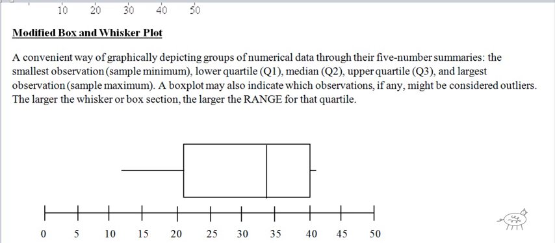The larger the whisker or box section, the larger the range. Please understand, you guys need to highlight that word. Okay, the larger the range. I'm going to highlight it here. Box and whisker plots are all about range. Okay, it really doesn't have anything to do with mean.